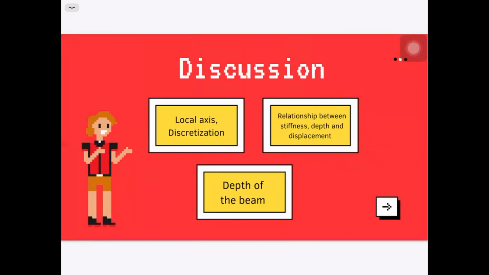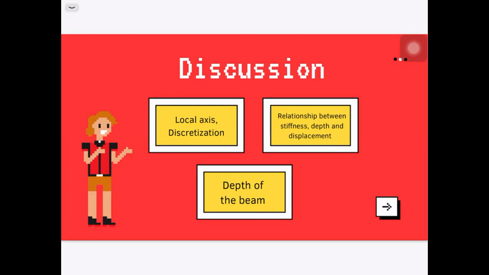Now we'll shift to the discussion part. The first one is the local axis and the discretization. There are line elements, which are the column and beam. We need to consider the local axis and direction of the element for the purpose of the correct sign convention, the same as the area element, which is called a diaphragm. The areas need to be constructed anti-clockwise for the positive sign convention.